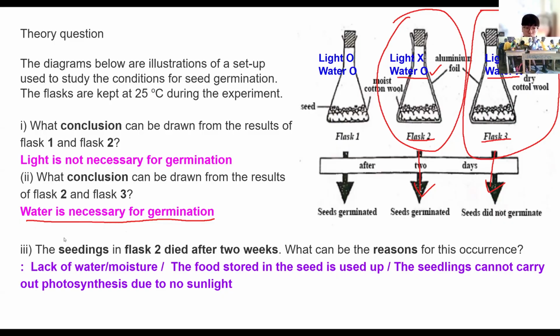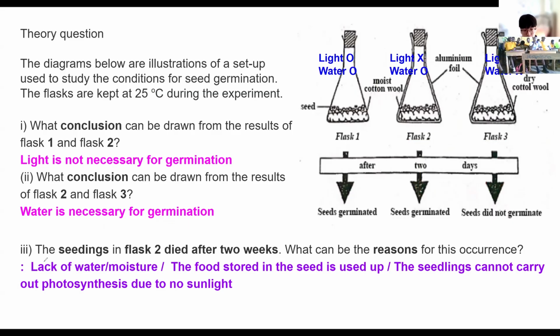Okay, let's look at question 3 of this theory question. The seedlings in flask 2 died after 2 weeks. What can be the reason why flask 2 died after 2 weeks of germination?